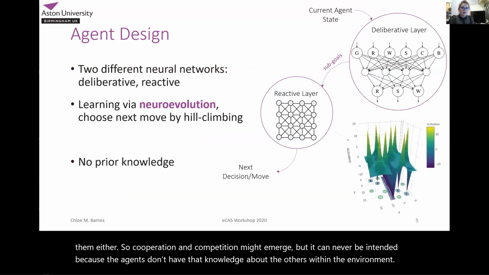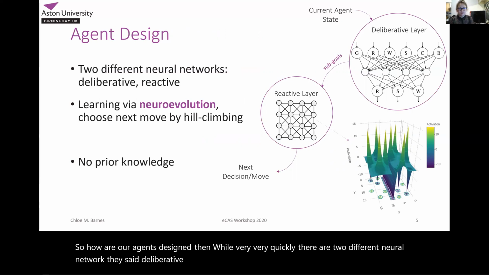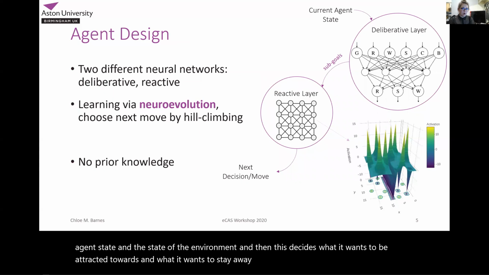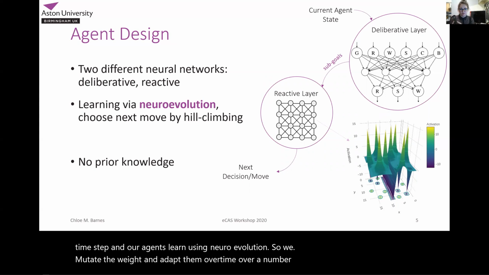So how are our agents designed then? Well, very, very quickly, there are 2 different neural networks. There's a deliberative layer, which generates sub-goals. So it takes in the current agent state and the state of the environment, and then this decides what it wants to be attracted towards and what it wants to stay away from in the environment at that current time step. And our agents learn using neuroevolution. So we mutate the weights and adapt them over time over a number of generations in this deliberative layer.